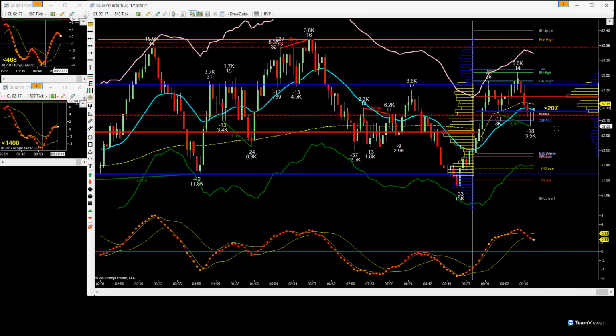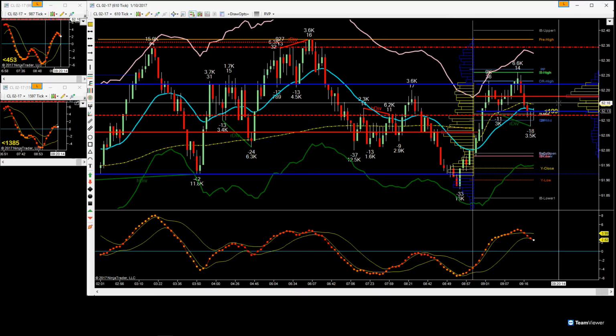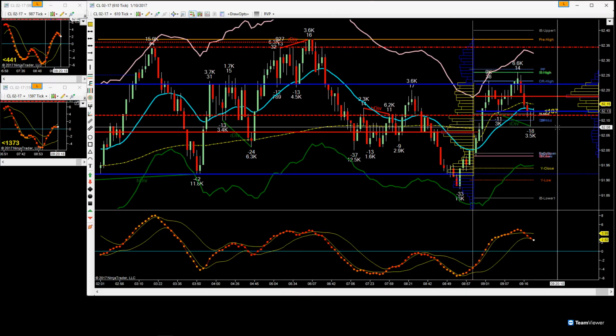And actually this might be setting up as one. So if we can close this candle a little bit stronger, we are not right now.